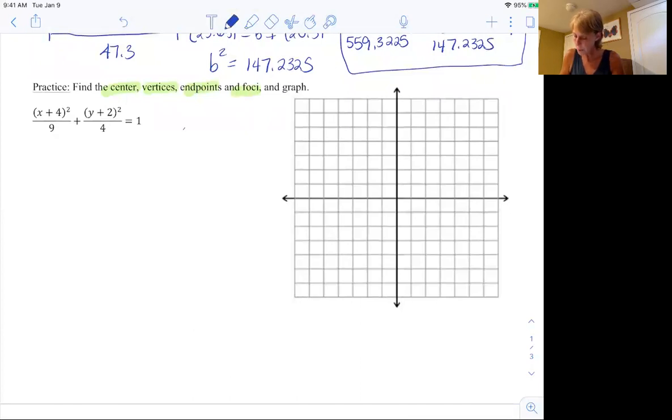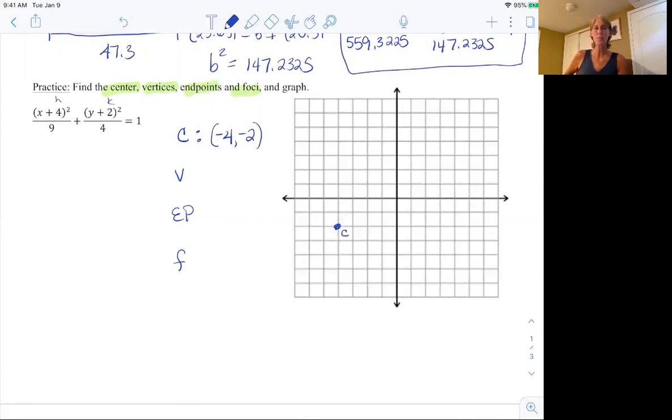On my paper, I'm going to put a place for center, vertices, endpoints, and foci. Now, when I go to identify my center, I want to remember my center is going to be my h and my k. Just like we did with the circle, we're going to take the opposite, because it's x minus h squared, y minus k squared. So my center here would be -4, -2. I might as well put that on my paper right away so I don't mess up. -1, 2, 3, 4, -2.